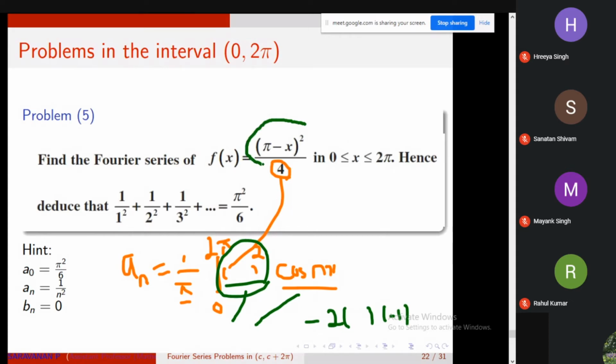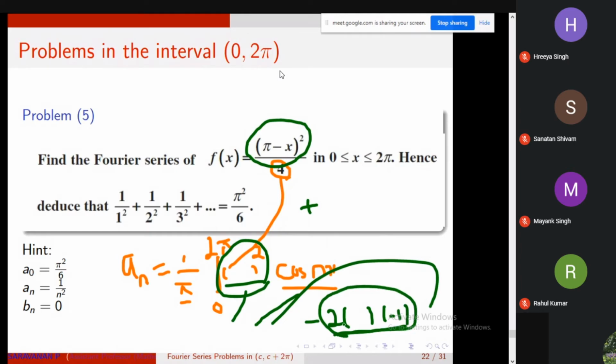If I differentiate this again, what is the answer? 2 times pi minus x into minus 1 into minus 1. Then integrate whatever is there: sin nx gives minus cos nx over n. Then plus sign, you have to integrate the whole thing including this minus sign. 2 and minus 1 are constants, so write them as they are. If I differentiate pi minus x, it is minus 1, so minus 1 into minus 1 is plus 1, and you will just get 2. Then integrate whatever is there, substitute the limits, and you will get the answer.